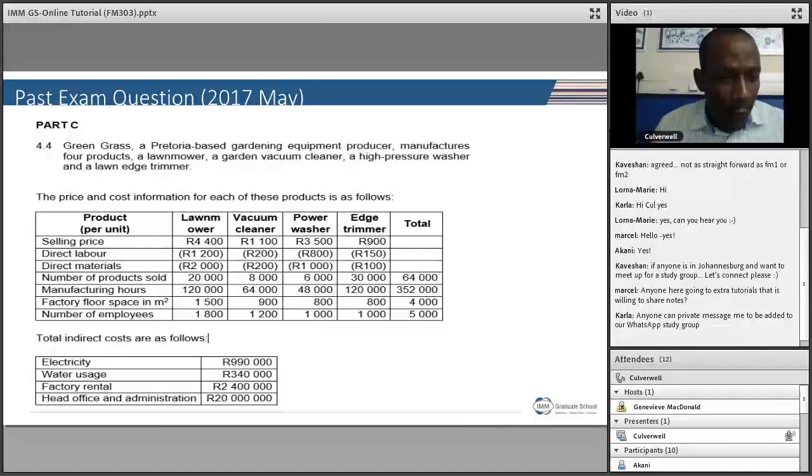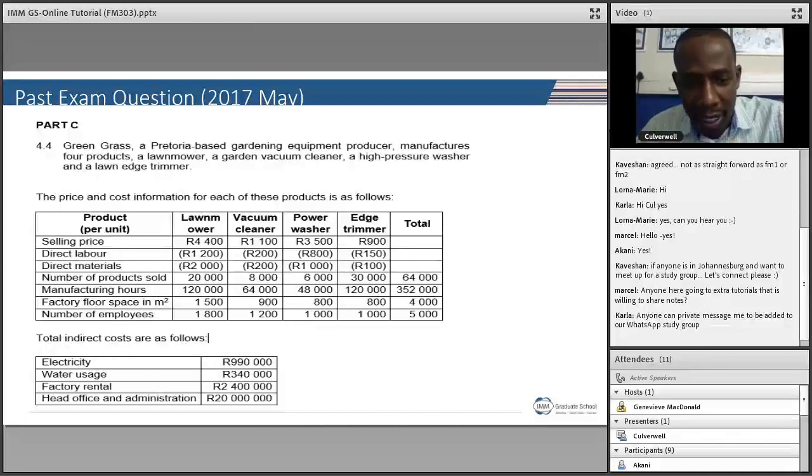That said, we move on to total indirect costs are as follows. So they gave you electricity being 990,000, water usage 340, factory rental which is 2.4, and head office and administration which were 20 million. So these are costs that the company in total has incurred.